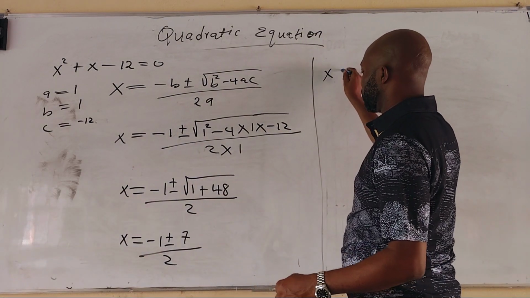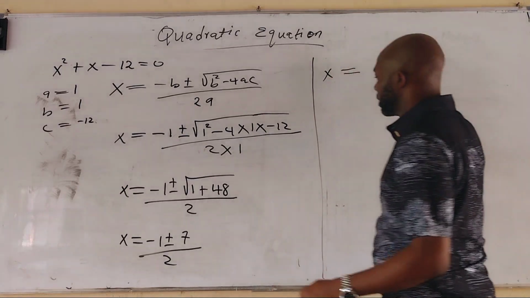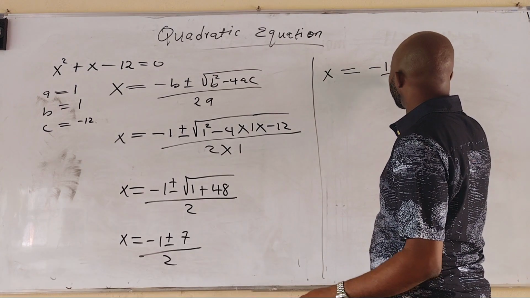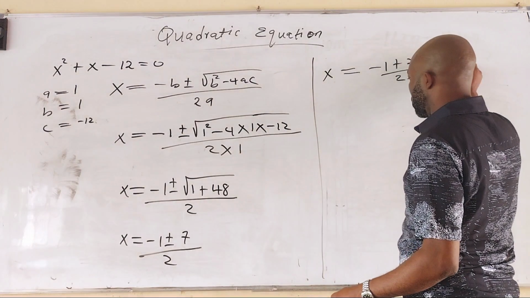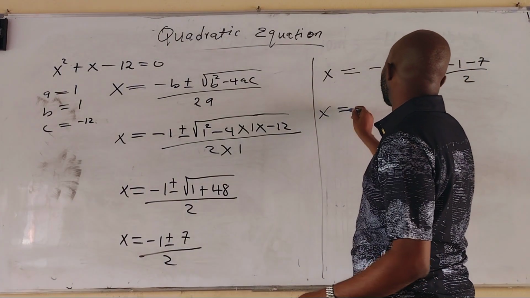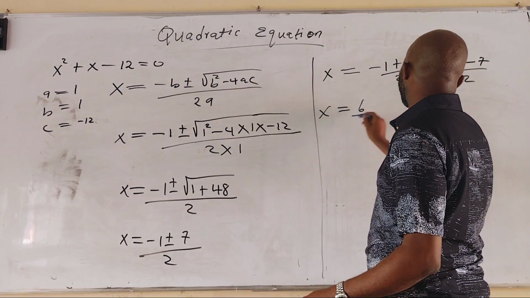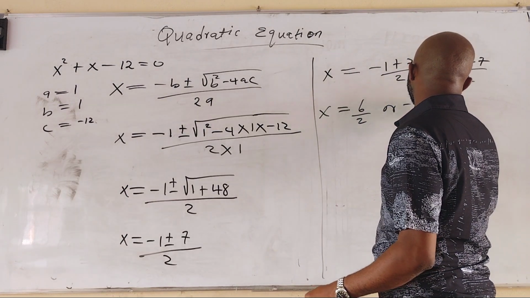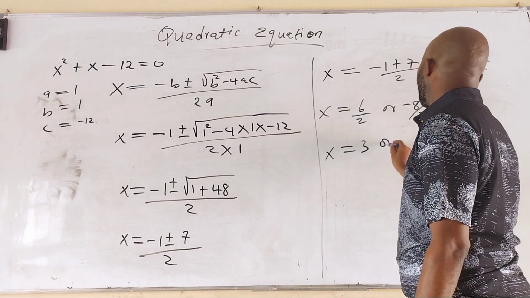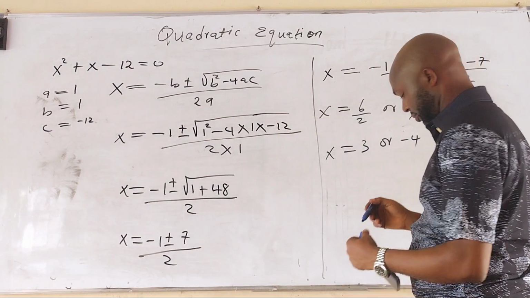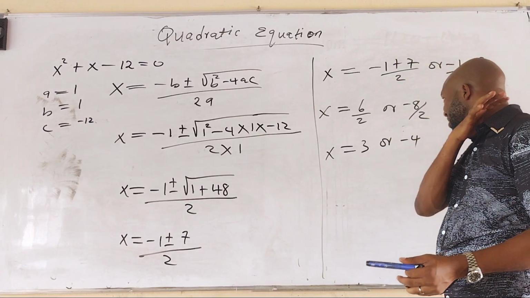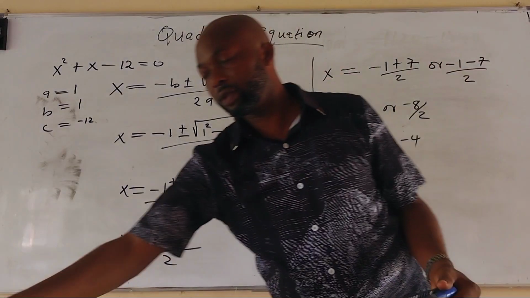So my X is equal to minus 1 plus 7 over 2, or minus 1 minus 7 over 2. X is equal to 6 over 2, or minus 8 over 2. X is equal to 3 or minus 4. So let's take maybe some more questions.